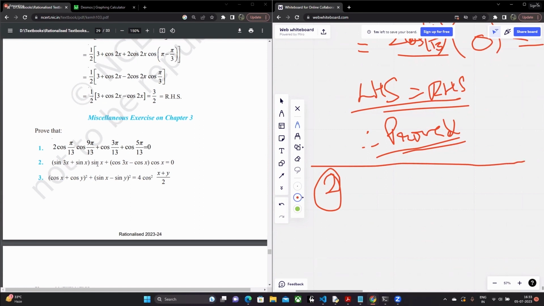Sin 3x plus sin x, and sin x plus cos 3x minus cos x and a cos x is again going to be 0. Correct.